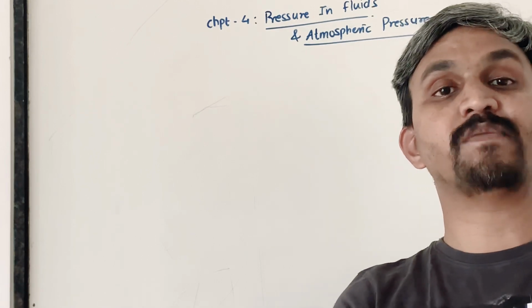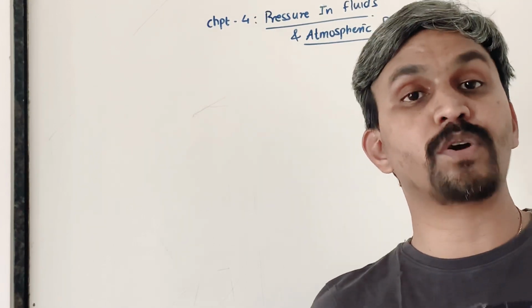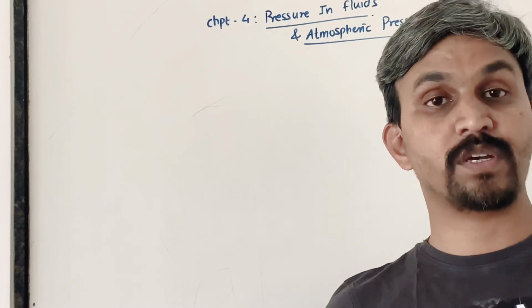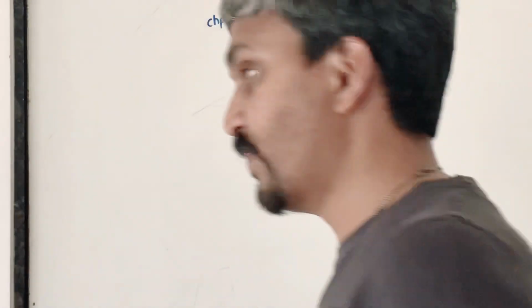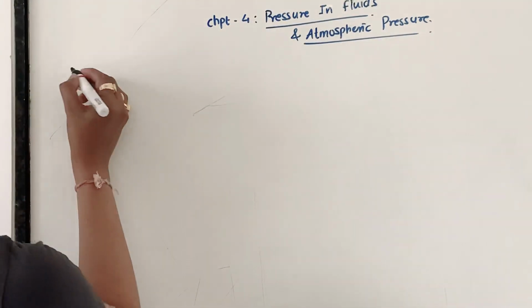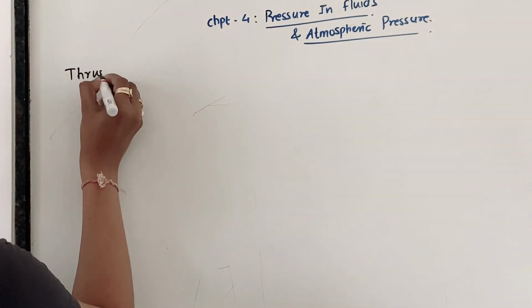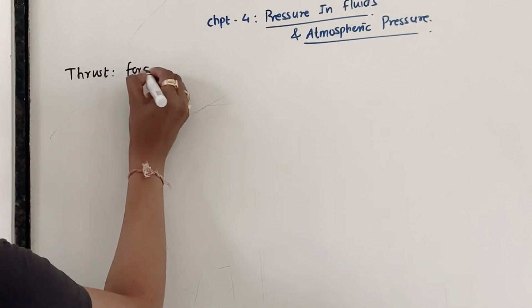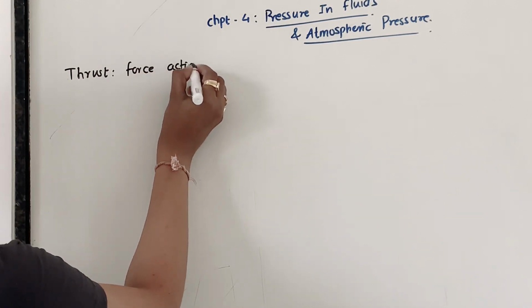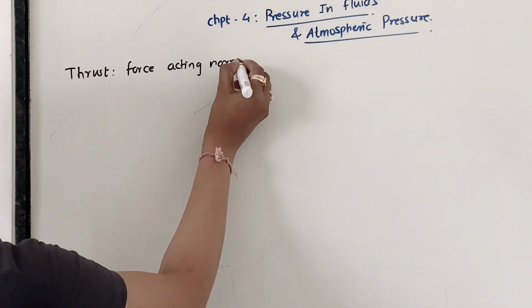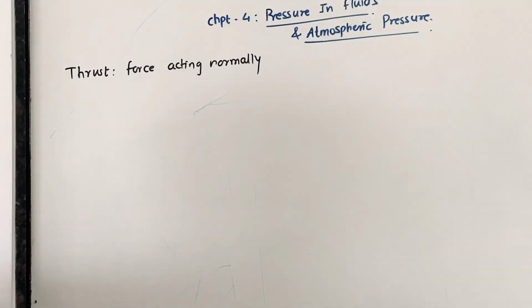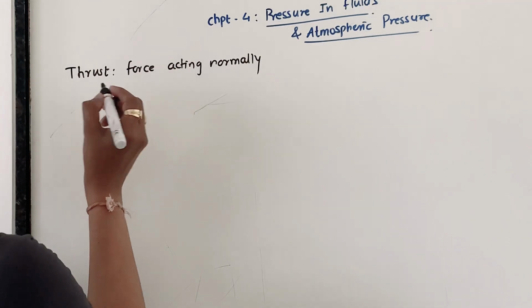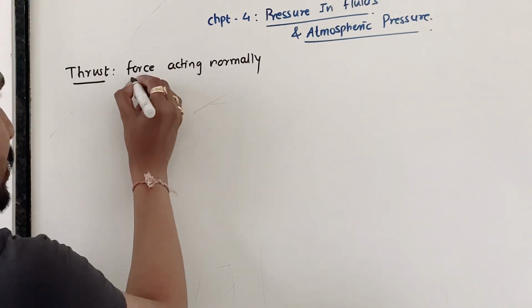Now, before we start with pressure, there are two important terms. One is a force and second is a thrust. Now, what is a thrust? We can say the first important term is a thrust. Thrust is a force acting normally. Force acting normally is called as what? Thrust. Now, thrust is a force which is acting normally.